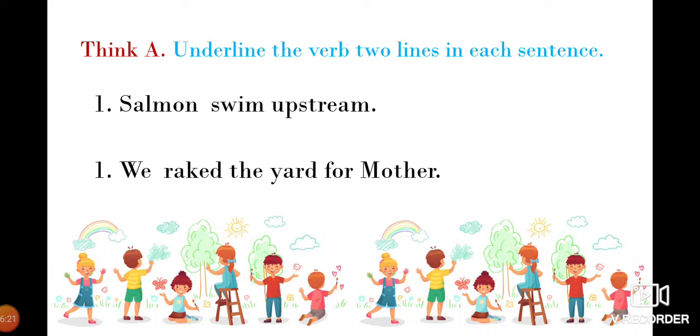Now we pass to page 108, and in this case we develop exercise A, and we underline the verb two times in each sentence. For example, we have a separation here between the subject and the predicate. Number one, "Salmon swim." You separate, and then you have the predicate, and you have the verb. In this case it is swim. The second sentence, "We rake the yard for Mother." We is the subject and rake the yard for Mother is the predicate. That means the main word in this part is rake because this one is the verb. So we underline two times.